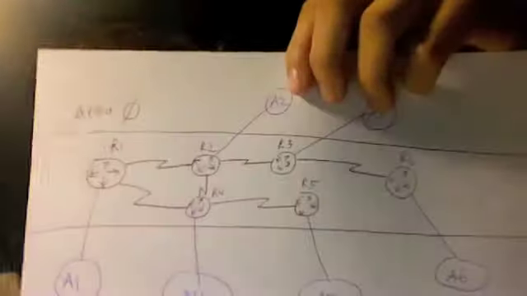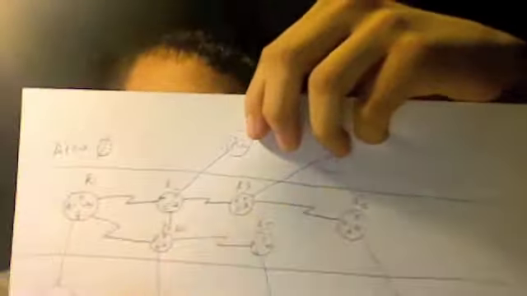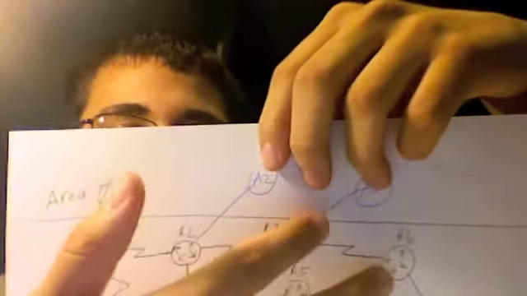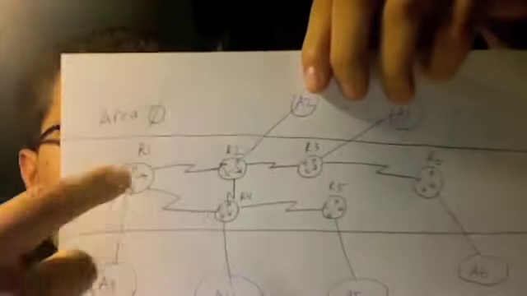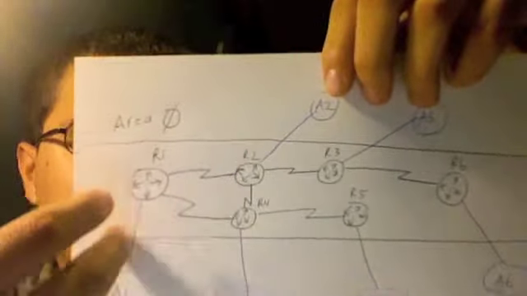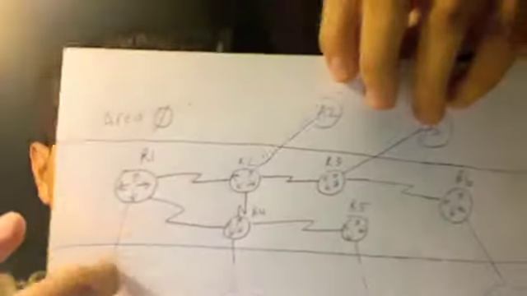Now, OSPF requires an area 0 for the network backbone, or the section where all subnetworks are connected to one another, here. Then each of the individual routers might have its own sub-area, areas 1, 2, 3, 4, 5, 6, and so forth.